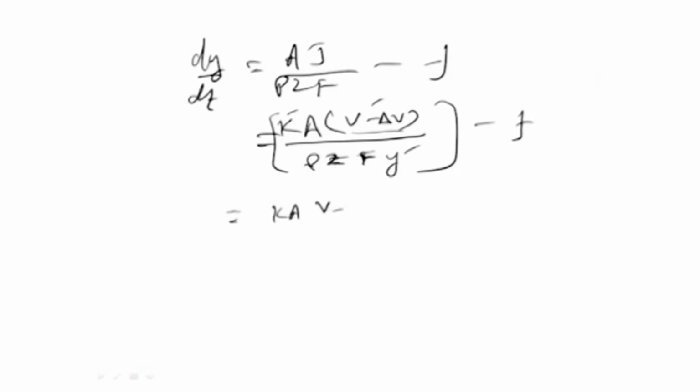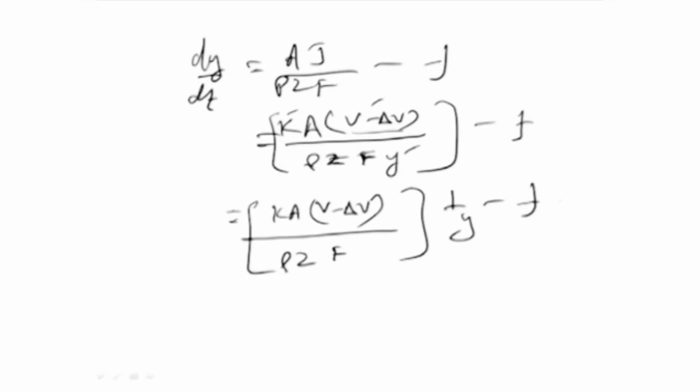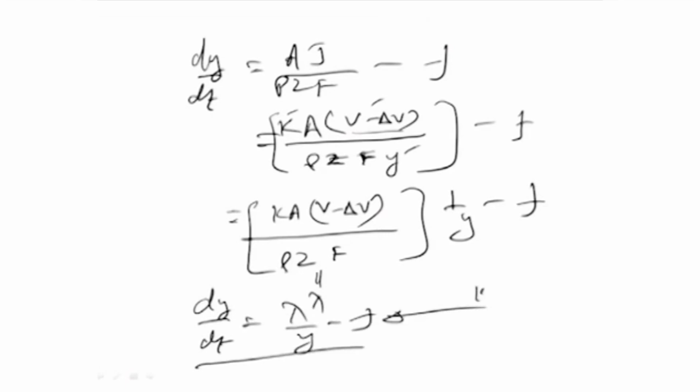If you pull out y from the whole term, this happens to be some constant times 1 by y, minus f. Let us call this constant lambda. So, we have dy by dt equal to lambda by y minus f, and this is actually the kinematic equation for an ECM process.